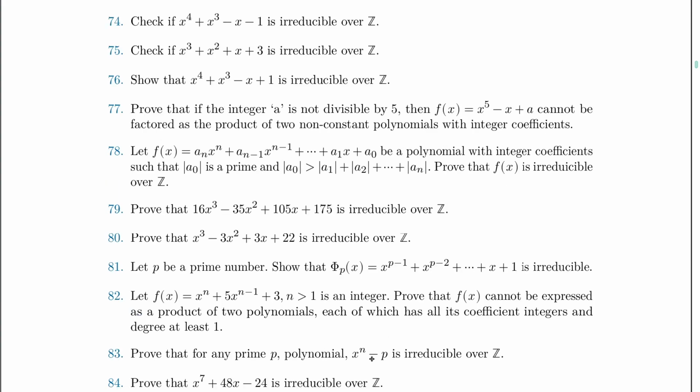You can see this in this example clearly. The coefficients of x to the power n minus 1 up to x are all 0, so p will divide them, but p square does not divide p.